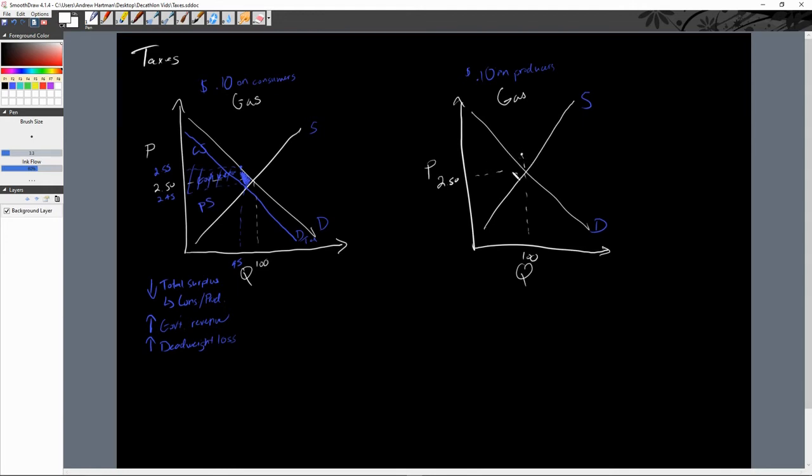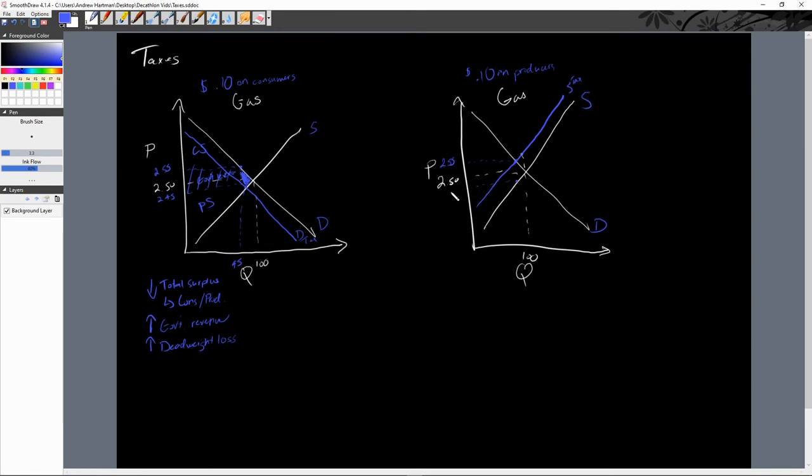Because of that tax, they're actually still making $2.50 when the price is $2.60. And so that is where we are going to create our new supply curve, our tax supply curve. Okay, so we have our new equilibrium price right here, which looks to be $2.55. But suppliers are not getting that $2.55.